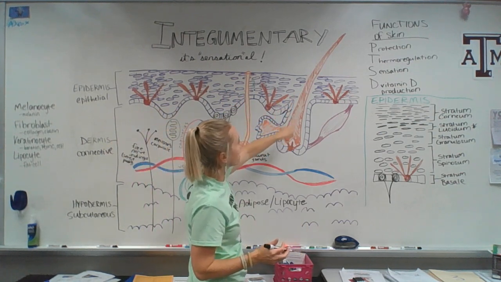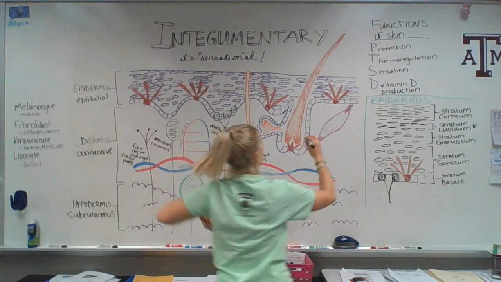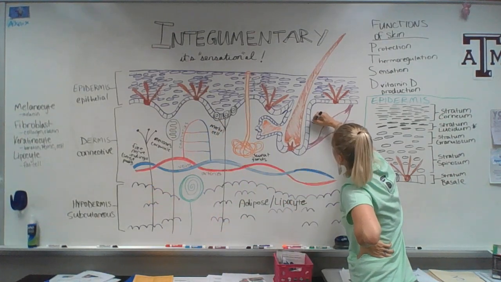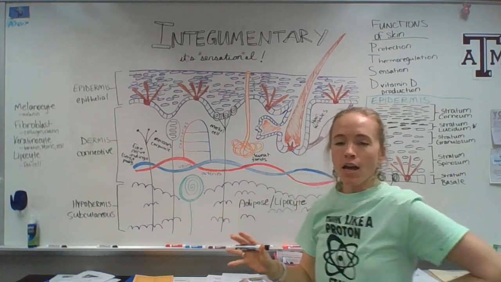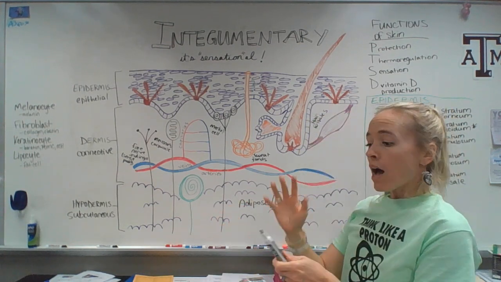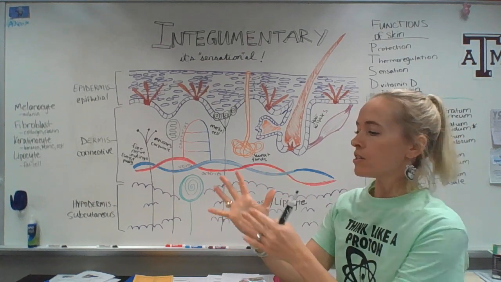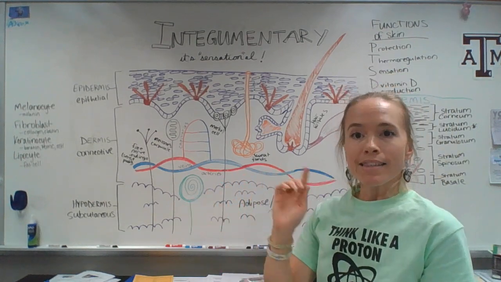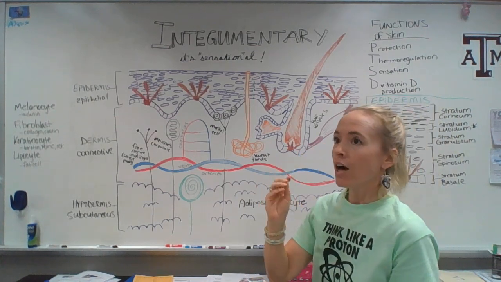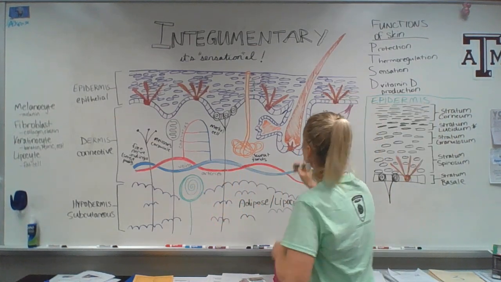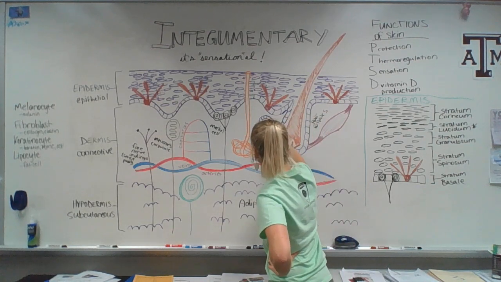Right here, you could probably guess this is a hair follicle, and your hair follicles are interesting. You have them on most of the parts of your body. You have parts of your body that do not have hair follicles. The palms of your hand, the soles of your feet, they don't have hair follicles, but they still have oil glands. So these right here, this is called a sebaceous gland.